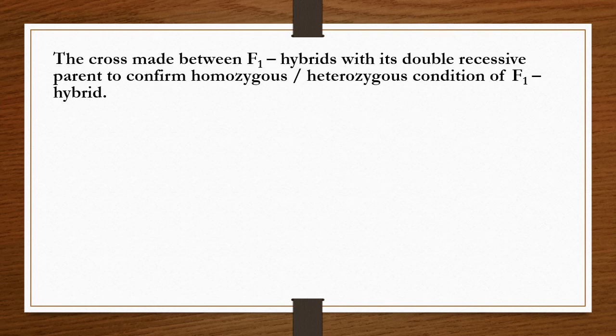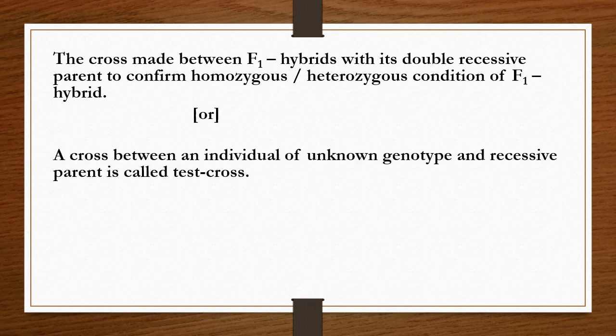Definition: the cross made between F1 hybrids with its double recessive parent to confirm homozygous or heterozygous condition of F1 hybrid, or is also defined as a cross between an individual of unknown genotype and recessive parent is called a test cross.